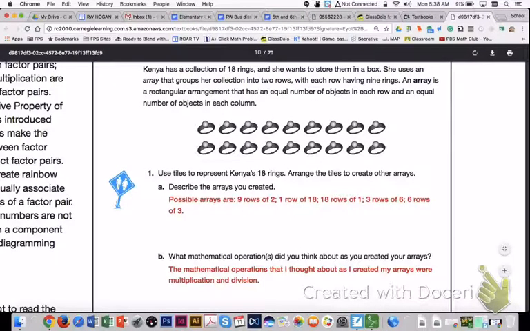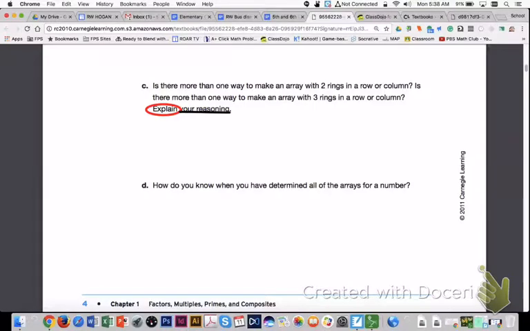For number 1, letter A, possible arrays that you could have created: 9 rows of 2, 1 row of 18, 18 rows of 1, 3 rows of 6, and 6 rows of 3. For letter B, the math operations that you could have thought about when you created your arrays were multiplication and division. Please answer letter C and letter D with your group.